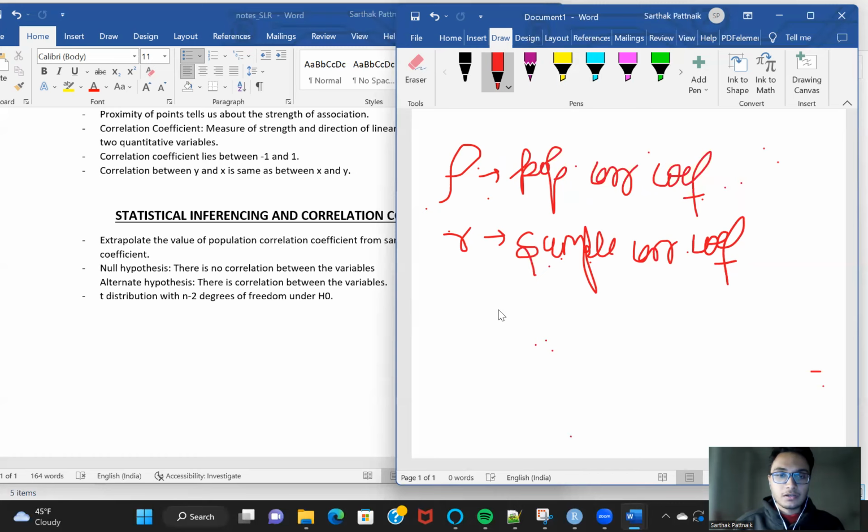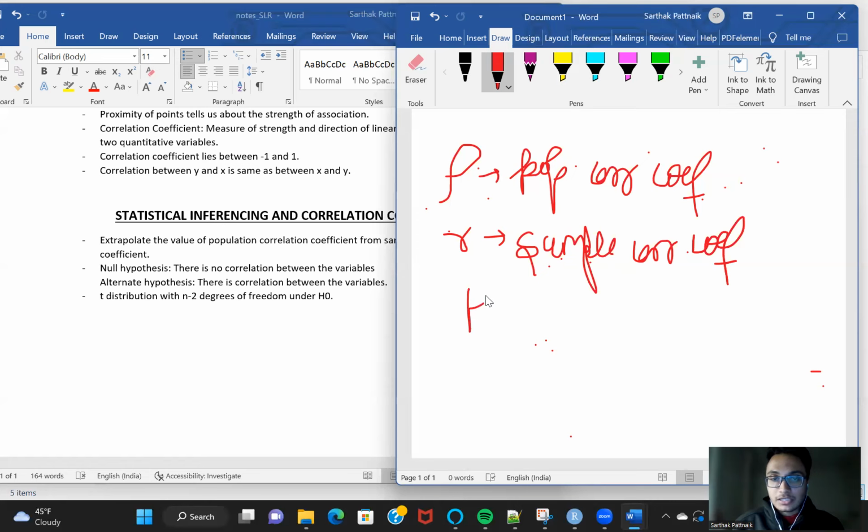Now, the methodology we use to estimate the population parameter from the samples is that we have to solve this using t-distribution with n minus 2 degrees of freedom. We will come to this part later on, but first we need to describe our null and alternate hypotheses. So this is my unknown population parameter, rho. On this, I will be setting up my null and alternate hypothesis.